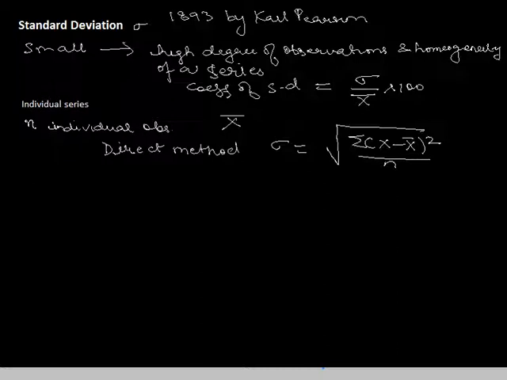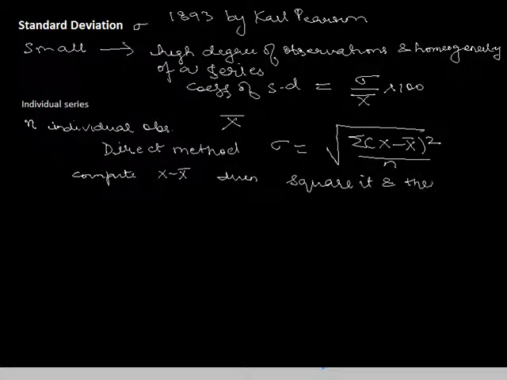So what are the steps involved? First of all, compute x minus x bar, then square it, and then sum the observations, and then you find the mean of that, and by taking a square root you get your standard deviation.